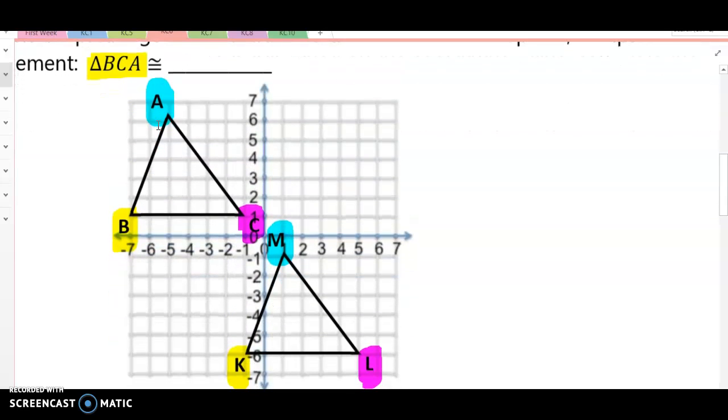Now that we know which ones match up, we need to write that these two triangles are congruent, so we have to write the name of the second one in the right order. We use the triangle symbol because we're talking about a triangle. They put B first, so we put K first because B and K match up. They put C next, which matches up with L on the second one because C and L match up. And then they put A as the last name, so we put M as the last name because it matches up with A.